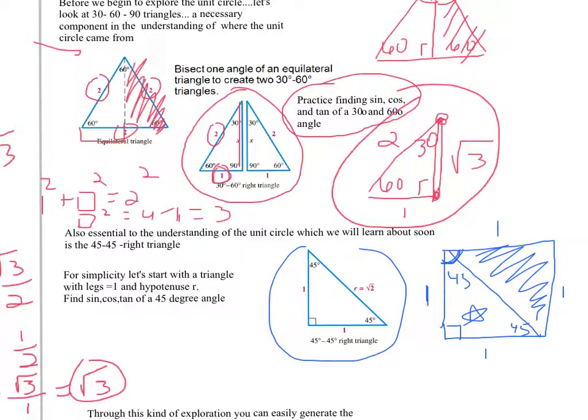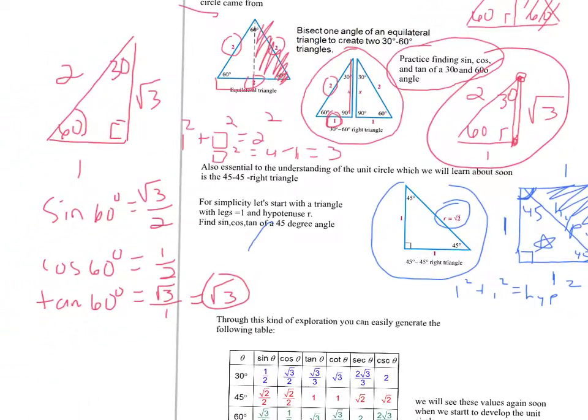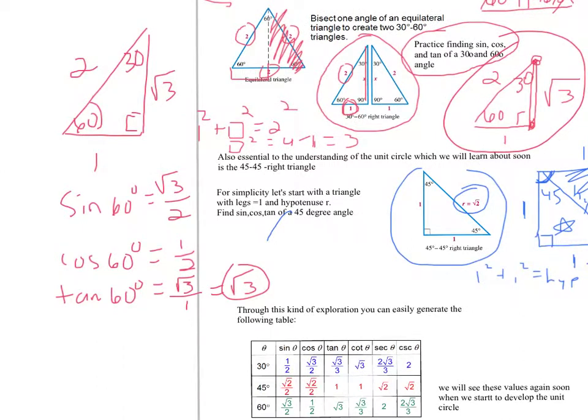Now if this leg's 1 and this leg's 1, how do you figure the hypotenuse? Well, 1 squared plus 1 squared equals hypotenuse squared. So therefore 2 equals hypotenuse squared, so the hypotenuse must be the square root of 2. Now once you've laid that construction, you're ready. You're ready for what? To do your sine, cosine, and tangent.